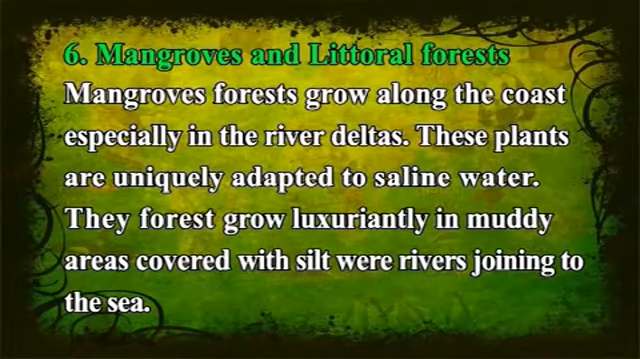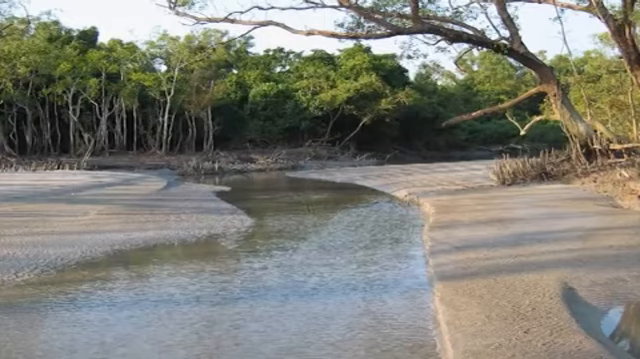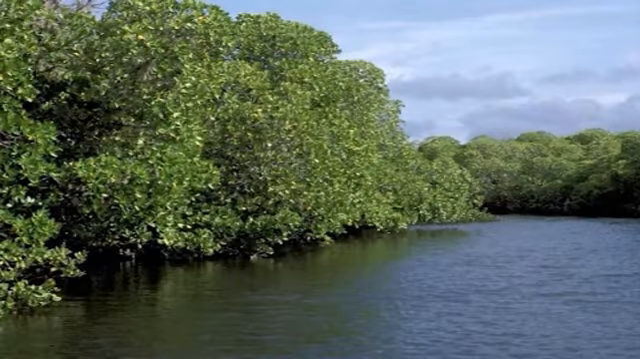The sixth type of forest is mangrove or littoral forest. Mangrove forests grow along the coast, especially in the river deltas. These plants are uniquely adapted to saline water. These forests grow luxuriantly in the muddy areas covered with silt where the rivers join the sea. Littoral and swampy forests are found along the Andaman and Nicobar Islands and the delta area of the Ganga and Brahmaputra.